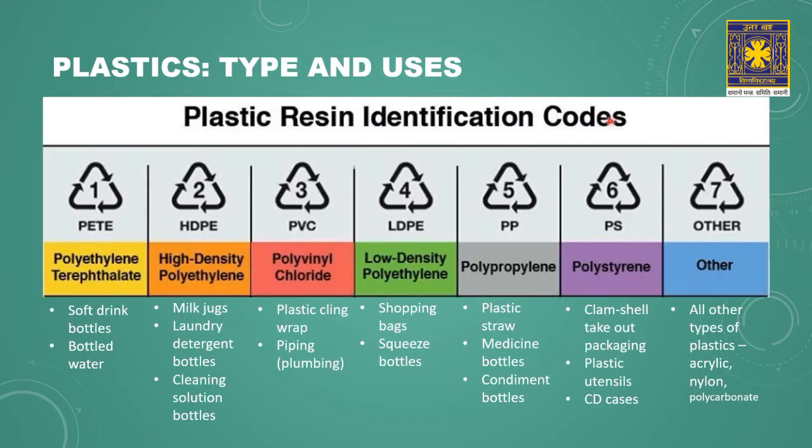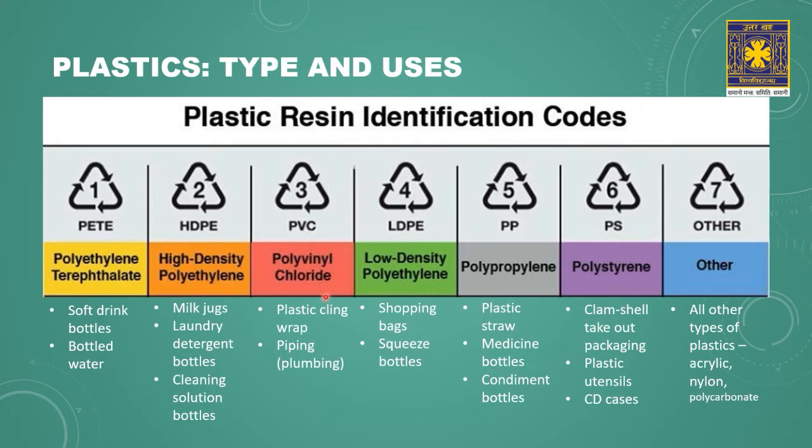If you go through this resin identification code, it has been numbered 1, 2, 3, 4, 5, 6, 7 for the different classes, and you can see the use of these plastics for different applications. For example, PET or polyethylene terephthalate has been used for making soft drink bottles and bottled water. High density polyethylene has been used for making milk jugs, laundry detergent bottles, and different cleaning solution bottles.